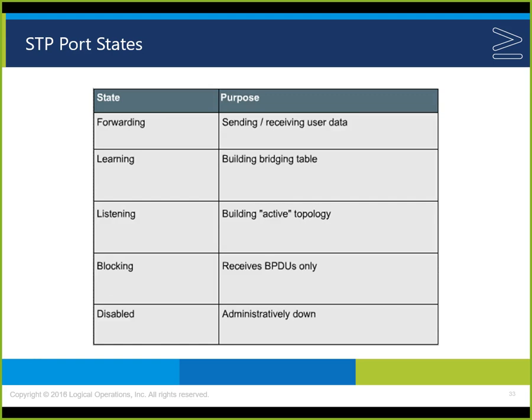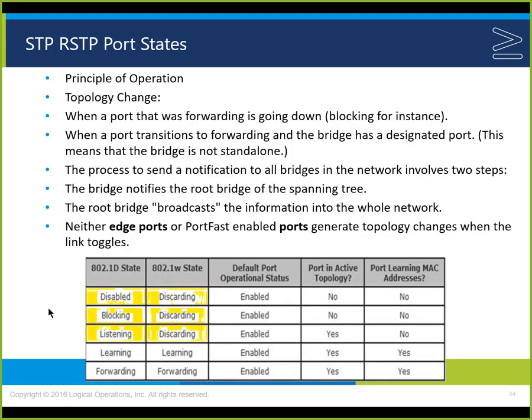Another chart here: forwarding, learning, listening, blocking, disabled. Let's go from the bottom up. Disabled, administratively down. Blocking receives BPDUs. Listening, learning, and forwarding is the process that we go through to get there. Blocking, 20 seconds. Listening 15, learning 15, and then forwarding, which starts the packet forwarding.